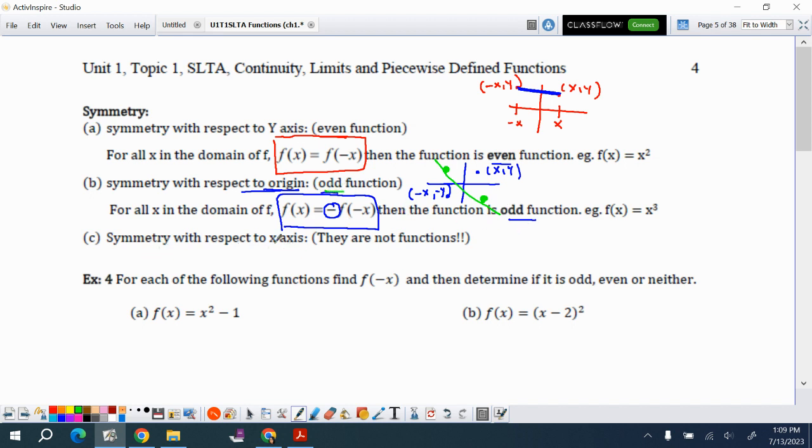Symmetrical with respect to the x-axis. Of course, they are not functions, but let's understand the symmetry with respect to the x-axis. That means if I have a point x and y, then for x, it also gives negative y. And let's talk about why they are not functions: if x walks in, once you get a positive y, and if the same x walks in, you get a negative y. That means something's wrong with the machine, and they are not functions.